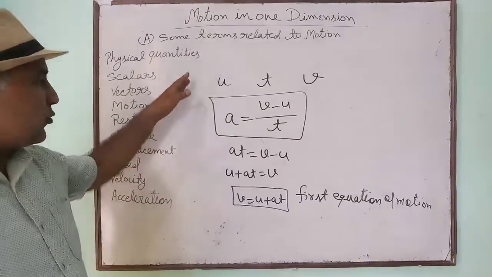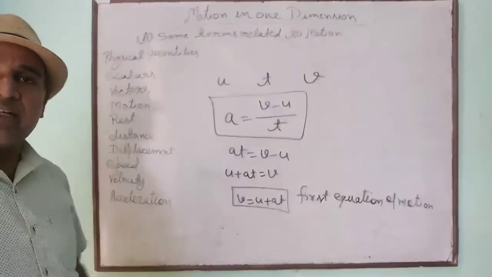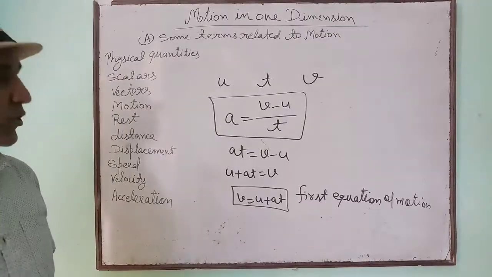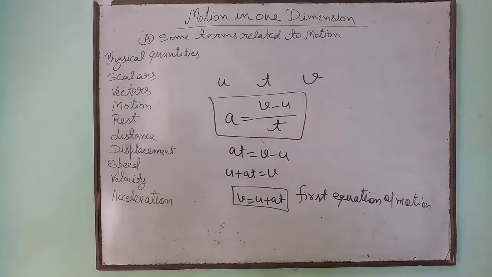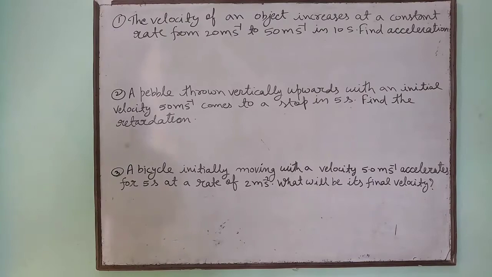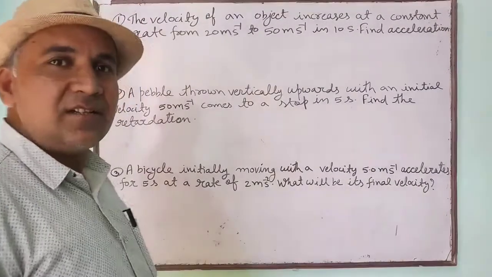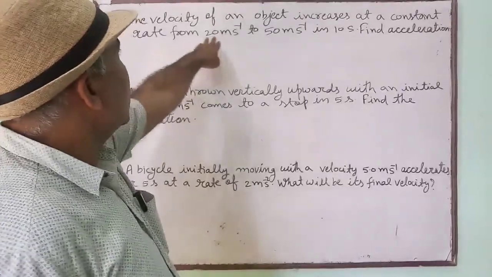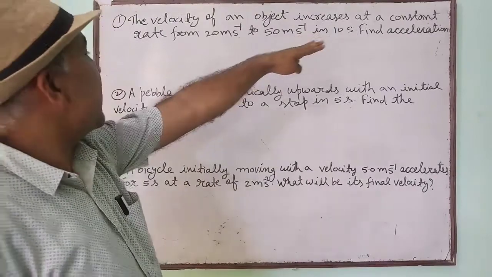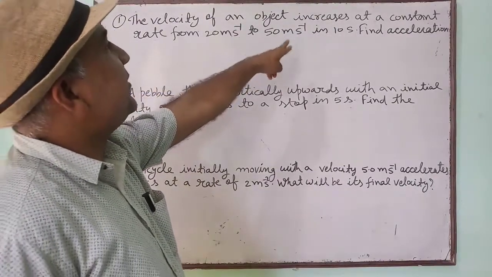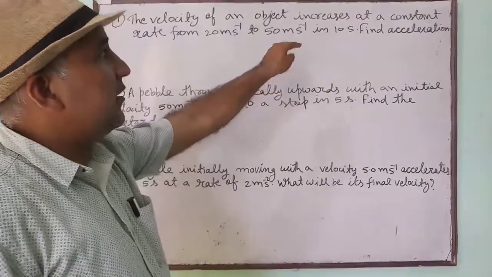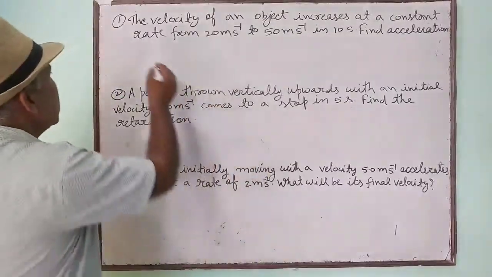Understood? Now by using these formulas which we have studied, we are going to solve some numericals. Pause the video and note down these things. Okay children, now we are going to solve some numericals. See, I have written here. The velocity of an object increases at a constant rate from 20 meter per second to 50 meter per second in 10 seconds. Find acceleration.